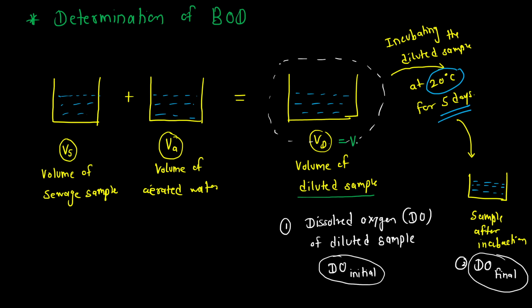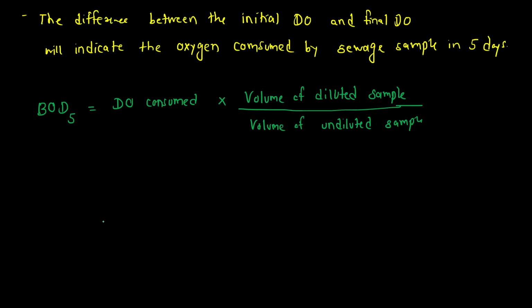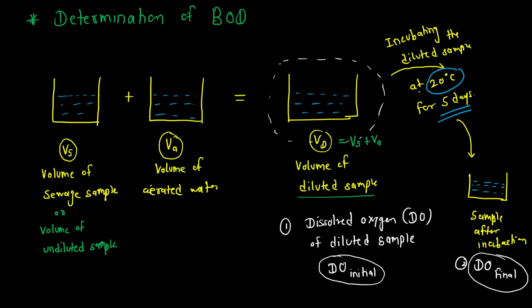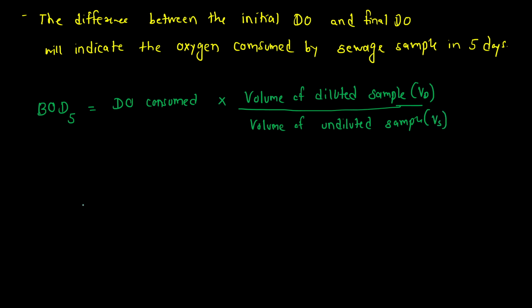And how to calculate this? Vs plus Va. And this volume of original sample, we call it the volume of undiluted sample. So if we write it formula wise, this is diluted sample, that means Vd, and this is Vs. Now this DO consumed, we can write it as DO initial minus DO final. So DO consumed is equal to initial DO minus final DO.